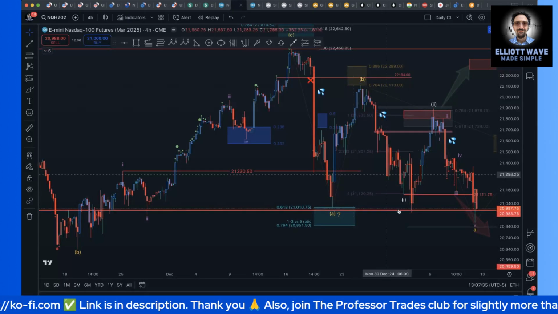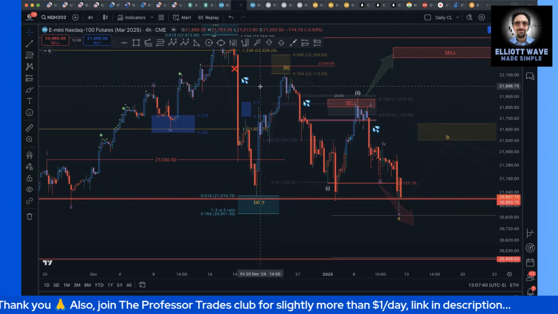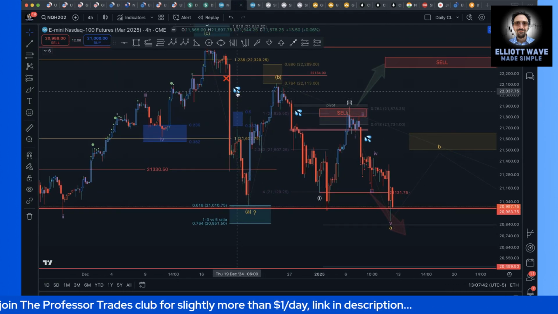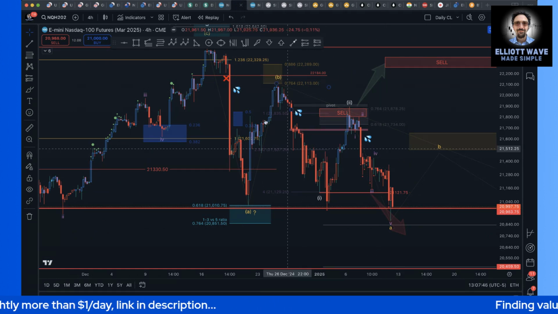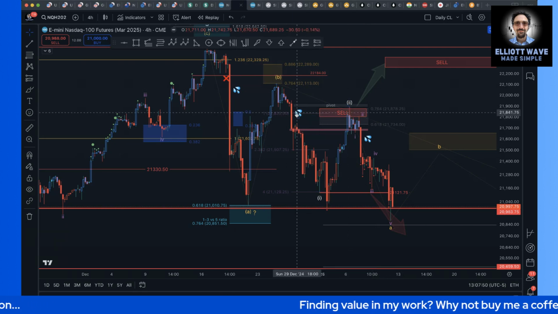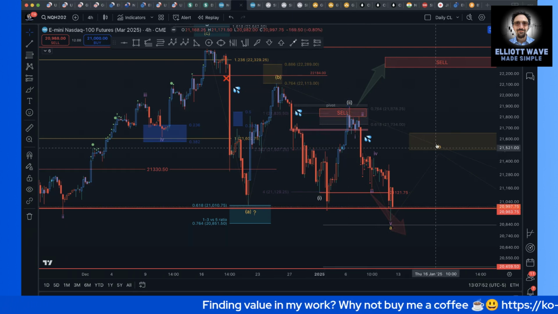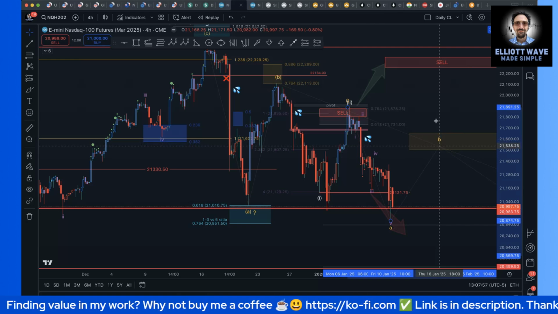NASDAQ, let's just keep it simple. I finally found the right emoji for liquidity. It's just liquidity. That's obvious. So price loves to come back up and get the liquidity. Price comes back up, gets the liquidity. Will price come back up and grab the liquidity again for the 3rd time?